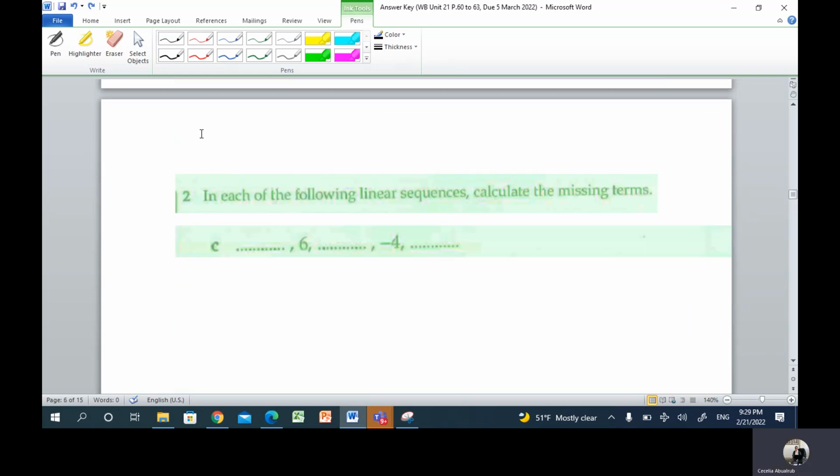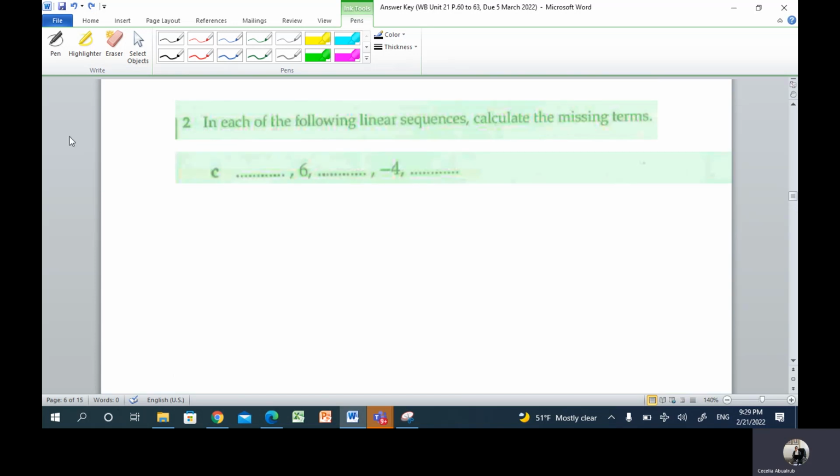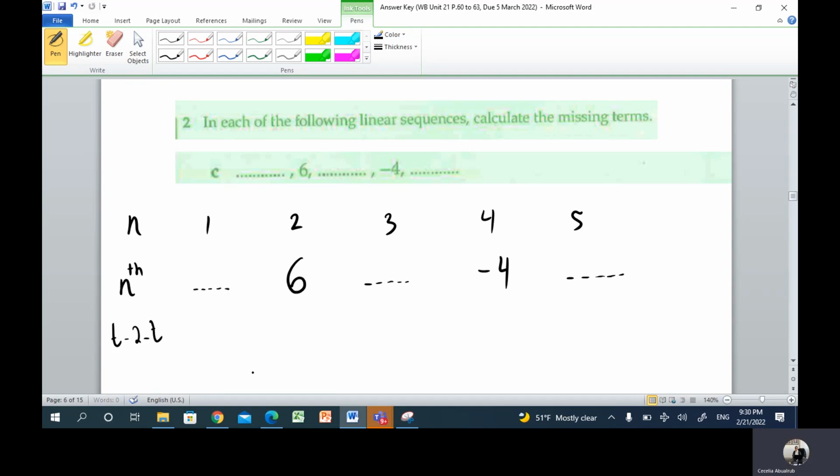Let's go to the last one in this type of question. In each of the following linear sequences, calculate the missing terms. So we have the n here, which is 1, 2, 3, 4, 5, etc. And then we have the nth term, where the first term is unknown, the second term is 6, the third term is unknown, the fourth term is -4, and the fifth term is unknown. And like I said, the term-to-term rule, we're going to figure it out here.